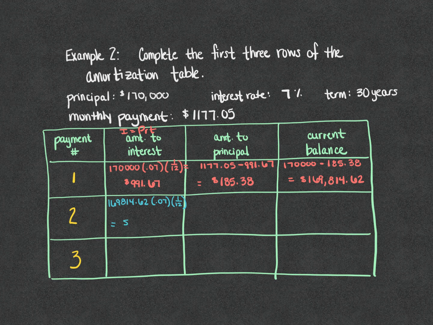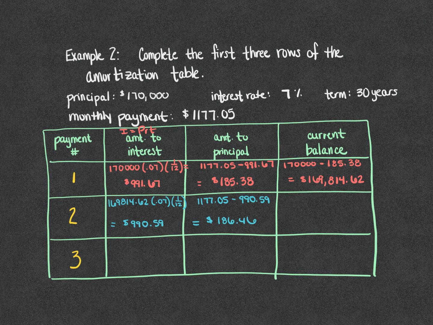Multiplying these values together, we get $990.59. So we owe a little less money. The current balance was a little less than $170,000, so we would expect that we owe a little less money in interest, and that's exactly the case. It's just about a dollar or so less. So how much then goes to the principal? Well, we take the total amount paid in our payment. We subtract out the portion that is going to interest, and this time a whopping $186.46 is going to pay down the balance of our loan.